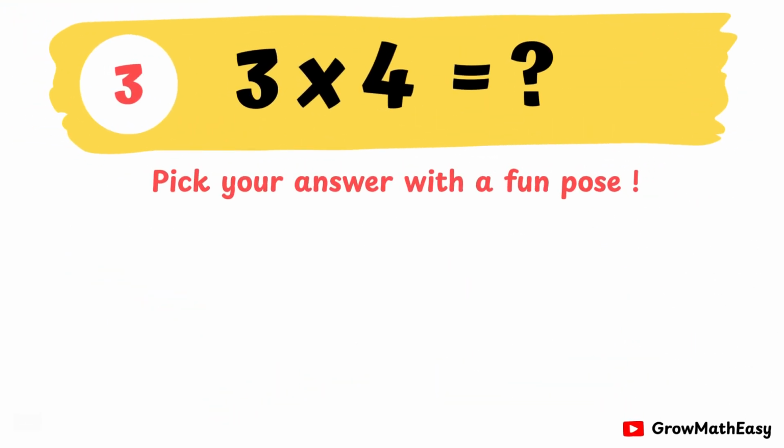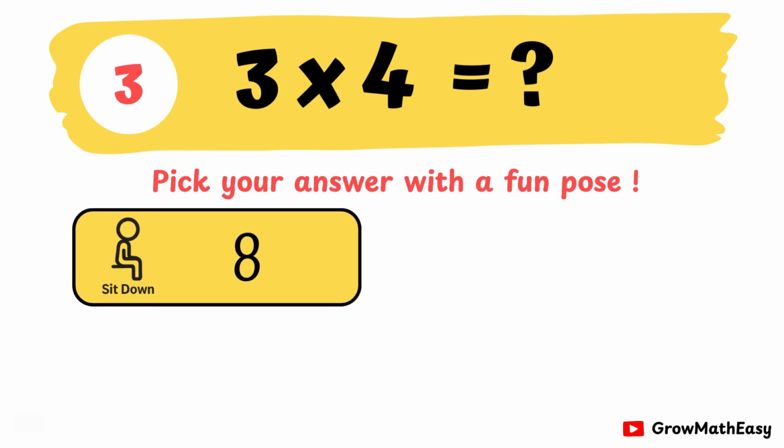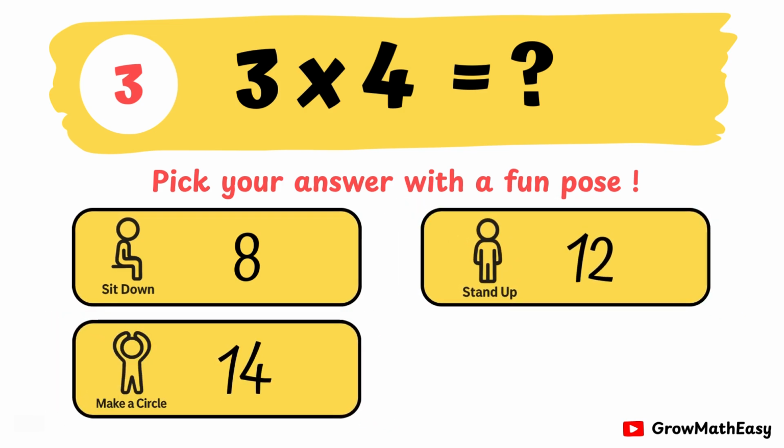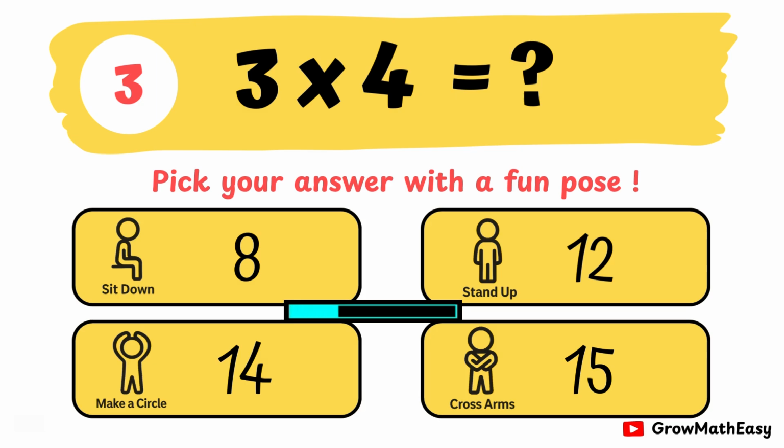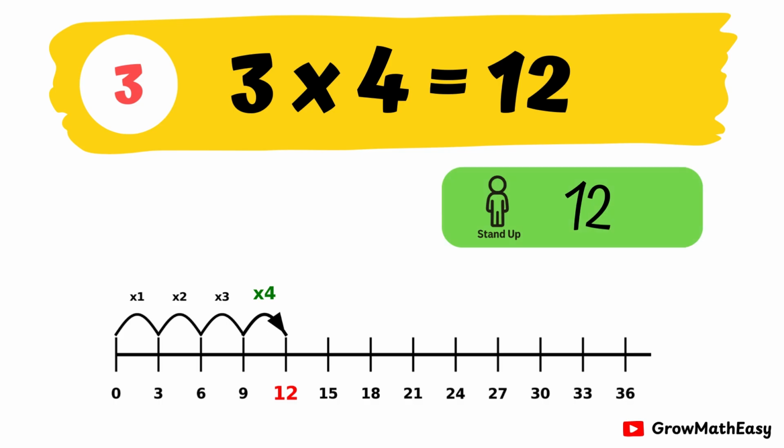What is 3 times 4? Wow! Stand up! 3 times 4 is 12. You can see the multiples of 3 on the number line.